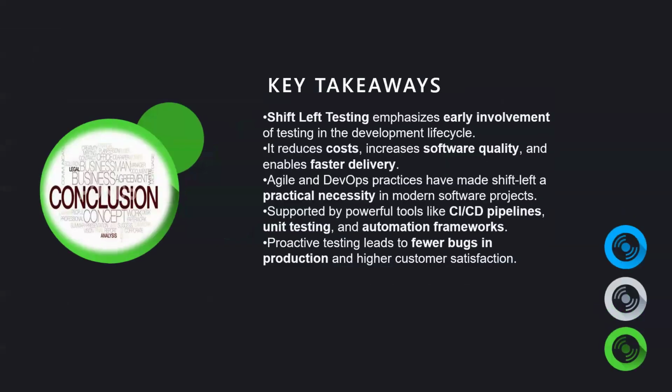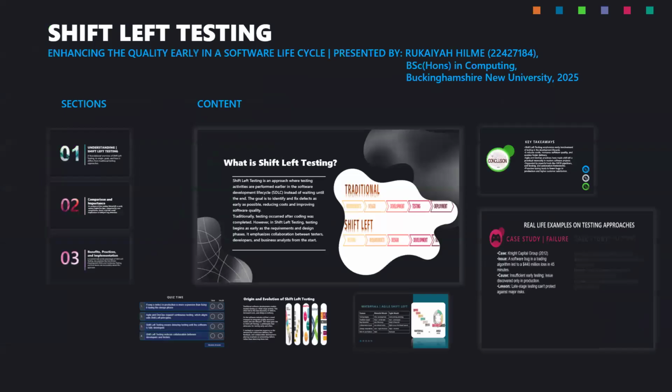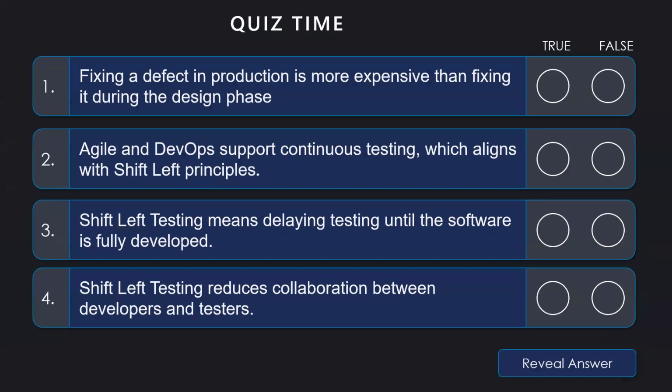In conclusion, shift left testing is essential for modern software development. By catching issues early, we can save time, reduce costs, and improve the overall quality of our software. As we move forward with faster development cycles and more complex systems, shift left becomes not just a strategy but a necessity. Let's have a quick recap with a small quiz to check if we have understood everything. Pause the video, take your time, and answer these questions. I'll discuss it from my end.